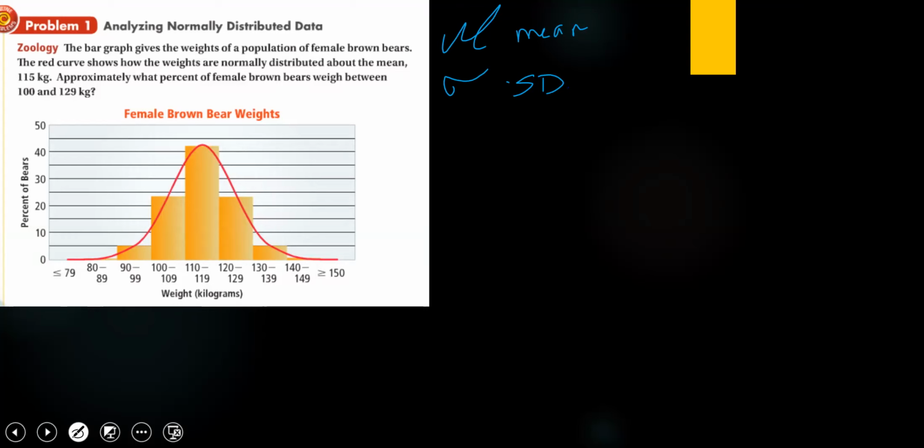Yeah. Okay. Now, the bar graph gives the weights of a population of female brown bears. Before I start here, the bell shape is already drawn in this problem. Later on, we will draw it ourselves. Let's analyze it. As you see, we have the weights of a population of female brown bears. The red curve shows how the weights are normally distributed about the mean, 115. So the mu here, or the mean, is 115. Here is the mean.